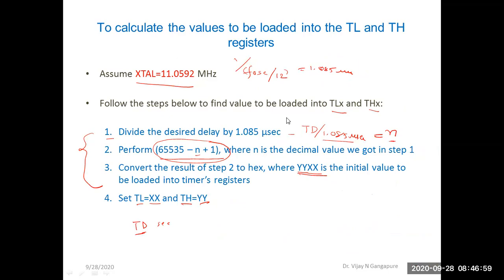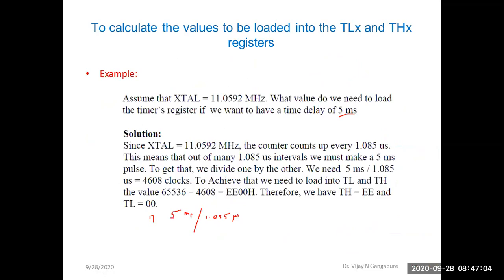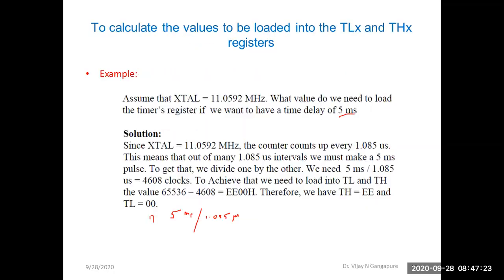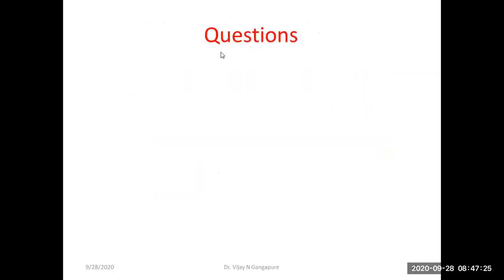So there are 4 steps that we discussed. We took one example: for 5 milliseconds, what is the initial value to be loaded into the timer registers of timer 0 and timer 1. And then we saw the significance of the gate bit. If there are any doubts, we can discuss them in our live session, you can ask. So we will stop here.